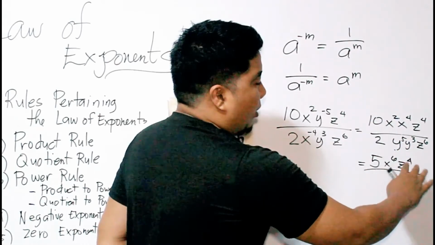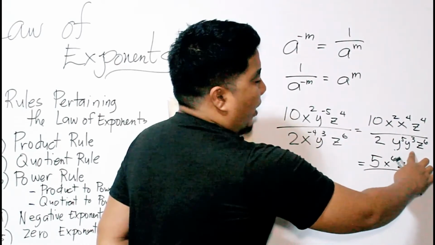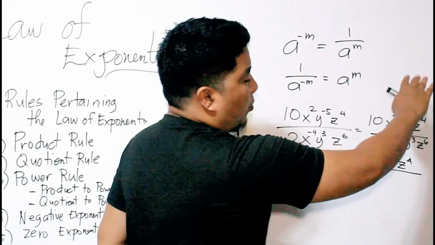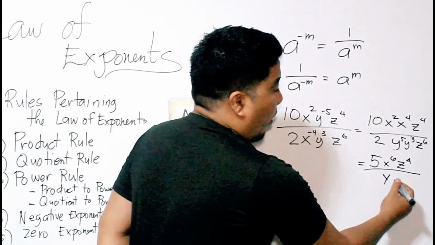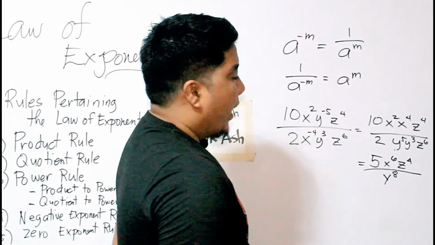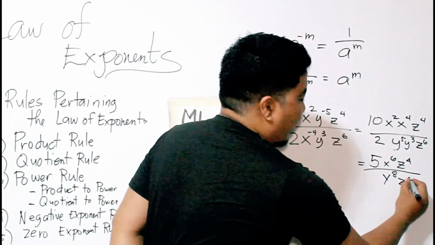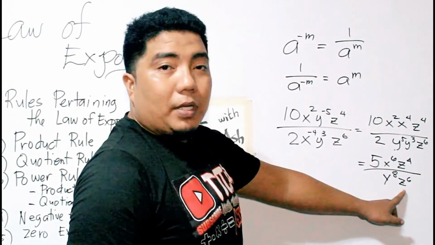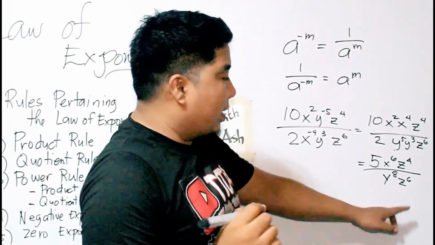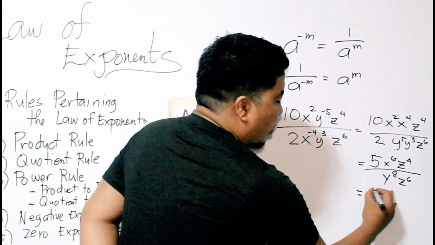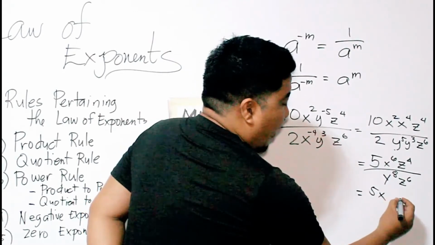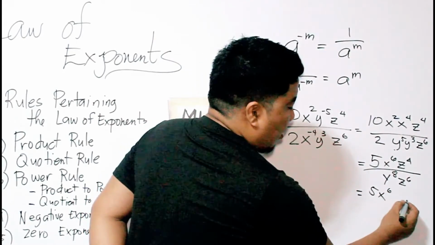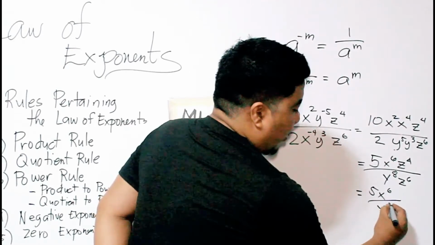In the denominator side, I have y to the 5th and y cubed, and there is no y in the numerator, so I just copy y to the 8th power. And then z to the 6th. Now, as you can see, both my numerator and denominator have the variable z, so I can still simplify this one, giving me 5x to the 6th over y to the 8th.